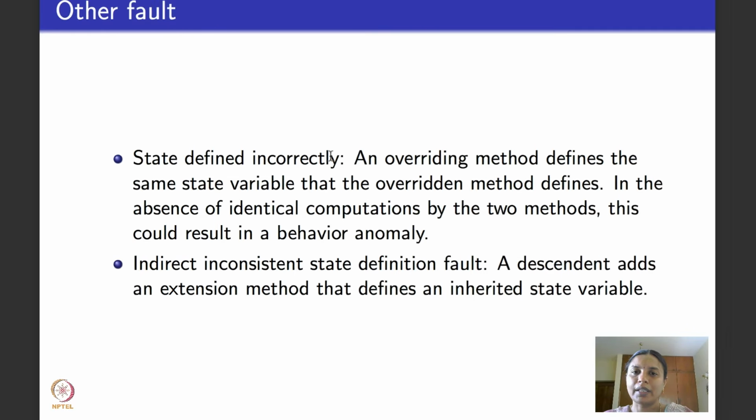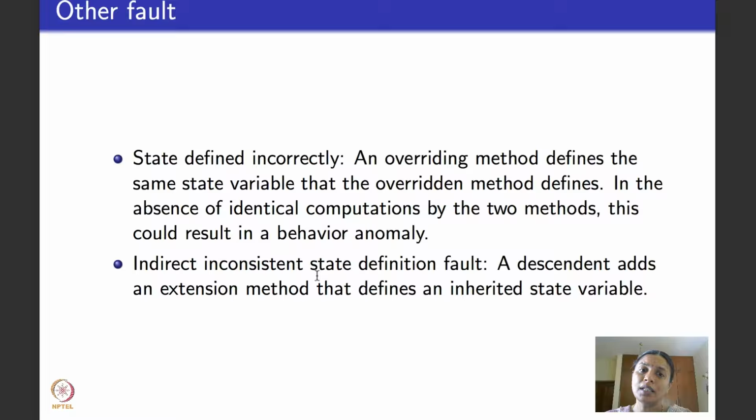State defined incorrectly, what happens here? An overriding method defines the same state variable that the overridden method also defines. So obviously two variables defined by two different methods. One could say one value, the other could say another value. State will be defined incorrectly. In the absence of identical computations, if the two methods do identical computations, fine. But let's say two methods do different things, it is highly likely that they'll come up with different values for the same variable V. So the state gets defined incorrectly.